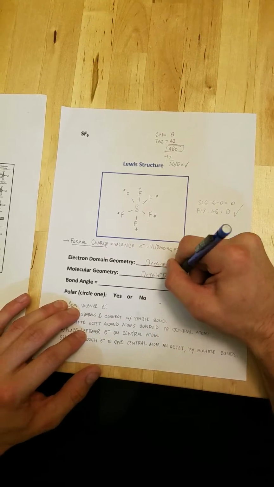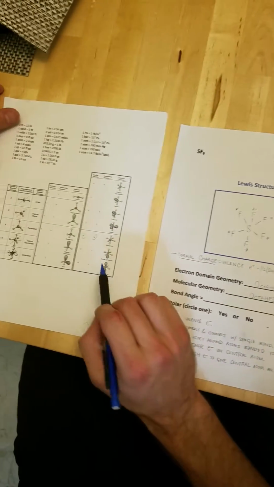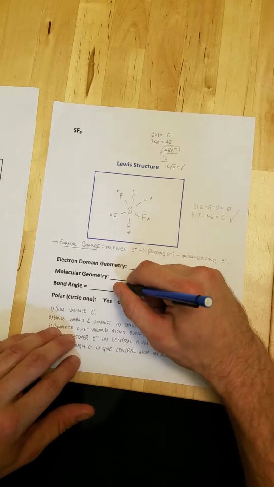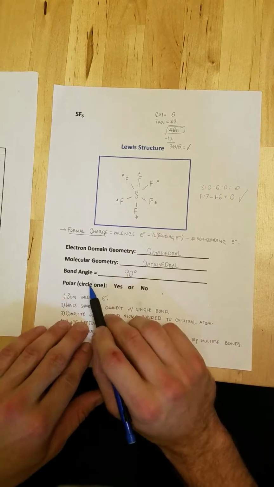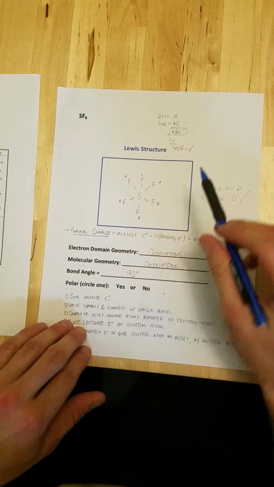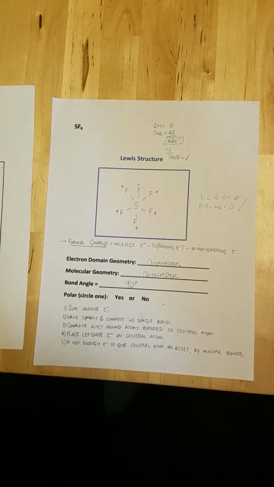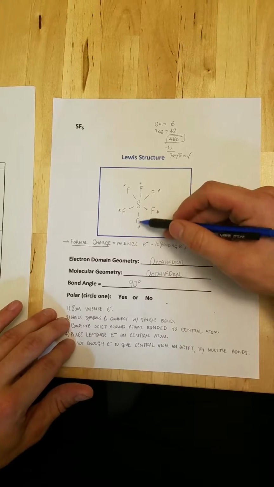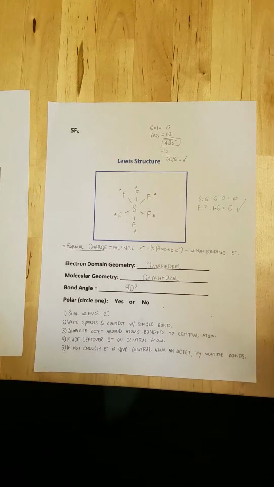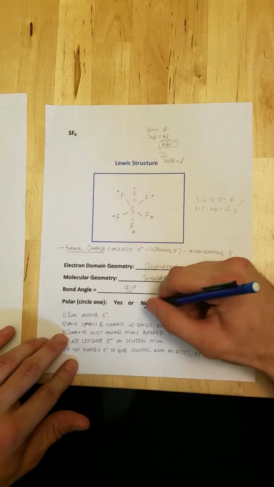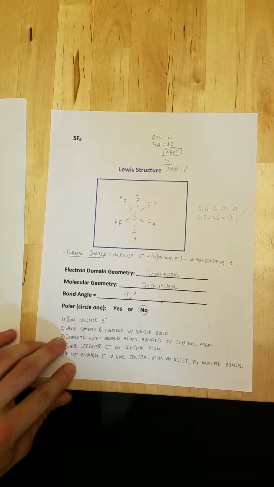Octahedral. Now the bond angle, because they're octahedral, every pair is going to be 90 degrees apart. And as far as polarity, because every single fluorine is 90 degrees apart, equally spaced, even though each individual bond is polar, they're all equally spaced at 90, so it's going to be non-polar. And that concludes question 1.